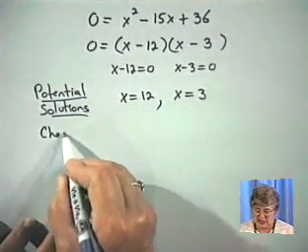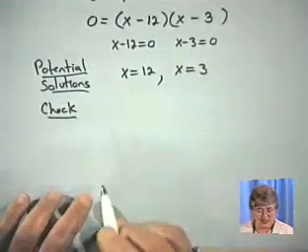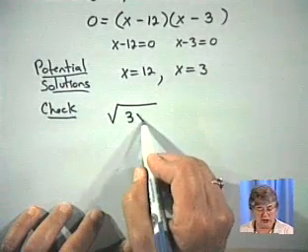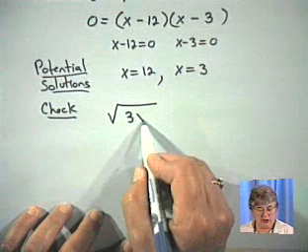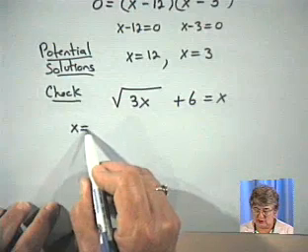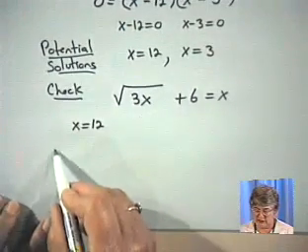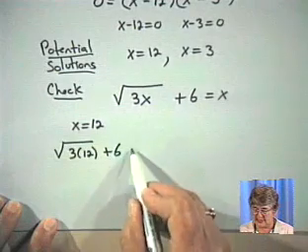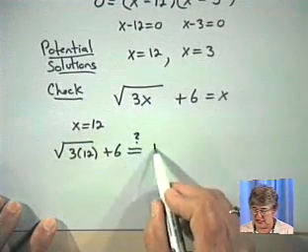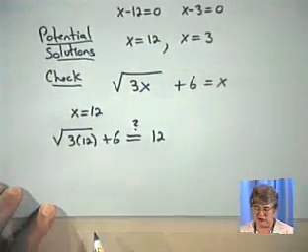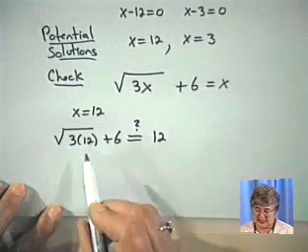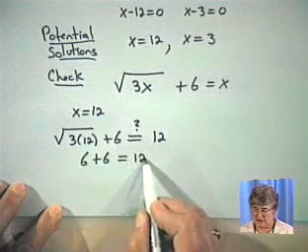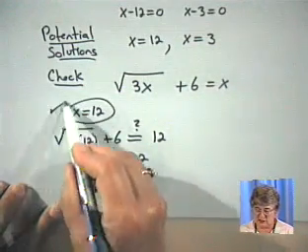So when we check the solutions in the original problem, remember that the original problem was the square root of 3x plus 6 equals x. Let's check x equals 12. We'll substitute it in for the variable. Square root of 3 times 12 plus 6, is this going to be equal to x, which is 12? That's what we want to know. Well, this is 36, and so the square root of 36 is 6. 6 plus 6 does equal 12, and x equals 12 is a solution. It checks.